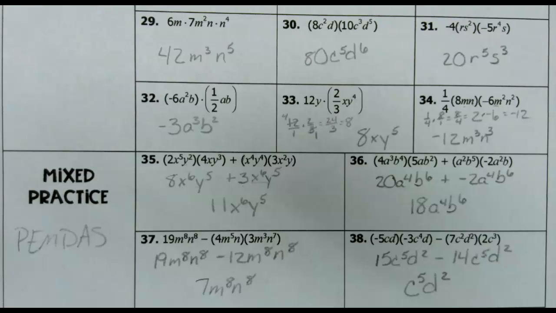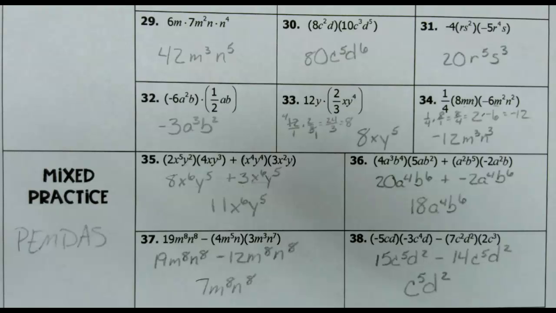All right, 37 looks like 19 m to the 8th, n to the 8th, subtract 12 m to the 8th, n to the 8th. We have like terms, so we're going to subtract. And 19 minus 12 is 7. Keep those variables just the way they are. And at number 38, when we multiply it out, and then we simplify. So we have that 15 minus 14 because our variables are exactly alike, so we can put it together. 15 minus 14 is 1. Remember, we don't actually write the 1 unless we need to if it's the only thing left. So we just have c to the 5th, d to the 2nd.